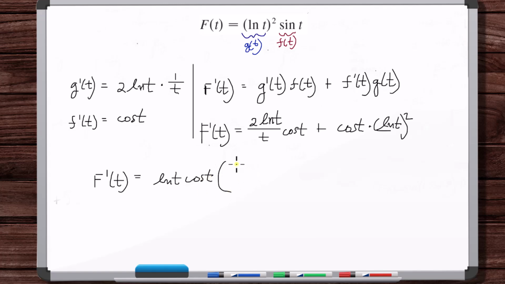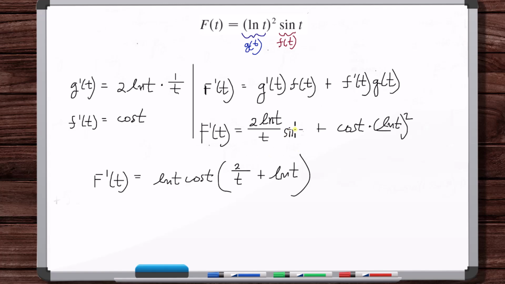So that's 2 over t plus natural log of t. Wait, okay, hold on. No. This should be sine of t. I don't know what I was thinking.